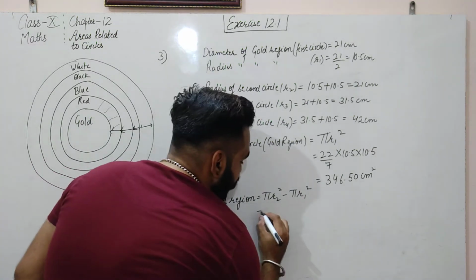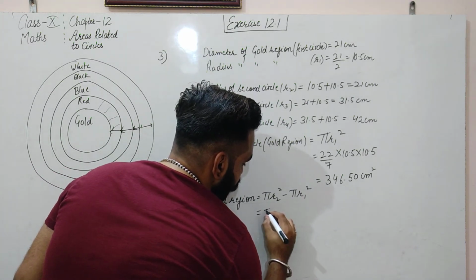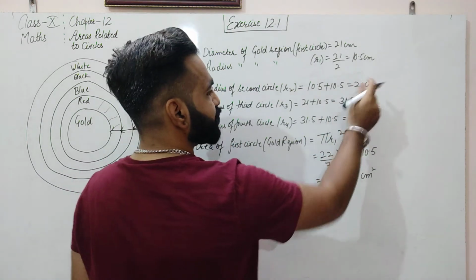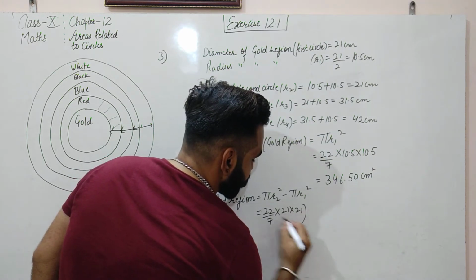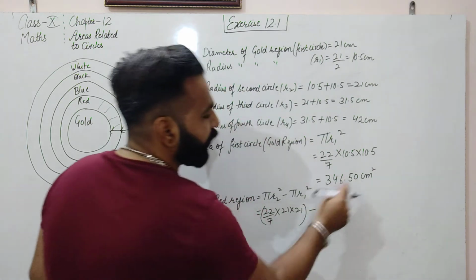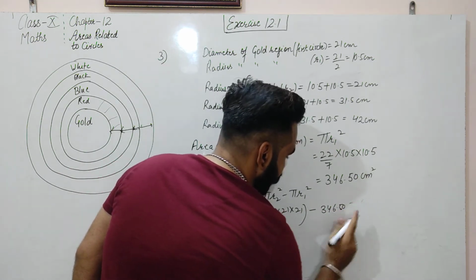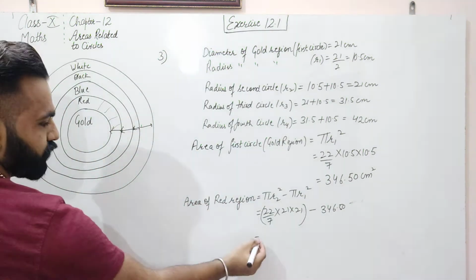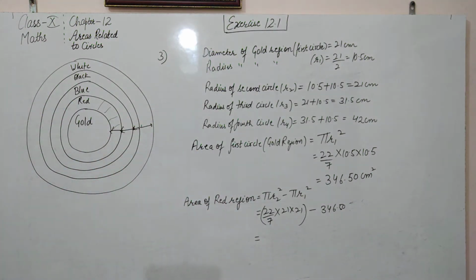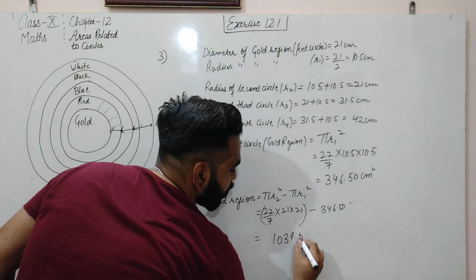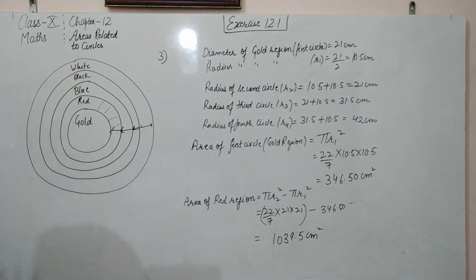Clear? So we will put the values here. 22 by 7 into what is r2? R2 is 21. This is the first pi r2 square minus pi r1 square is 346.50 centimeter square. This we have already solved. So on solving, the answer will be 1039.5 centimeter square. So this is the area for the red region.